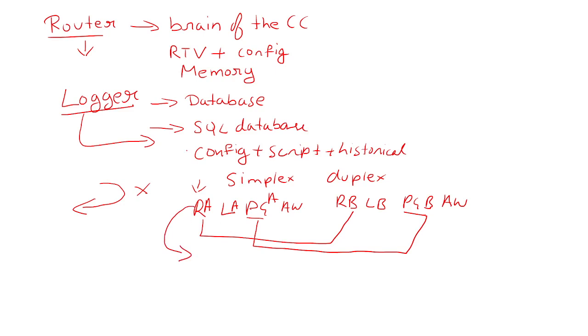All the information is committed into the logger's database, and as I have said, logger has config data, scripting, other configurations, and historical data. Logger stores the data for 14 days, which is the retention period of the logger. It depends on the database that you create in the ICM DBA tool. By now, you would have known what a router and a logger are.